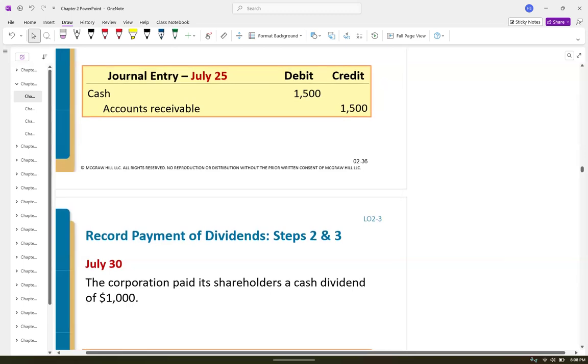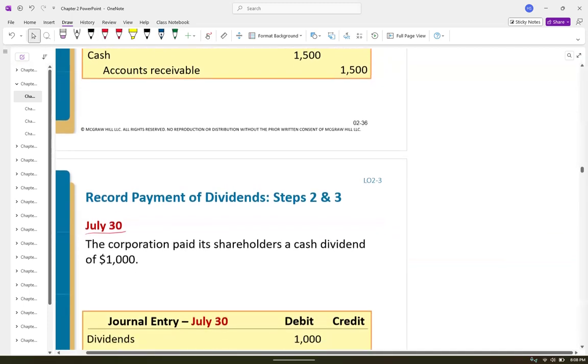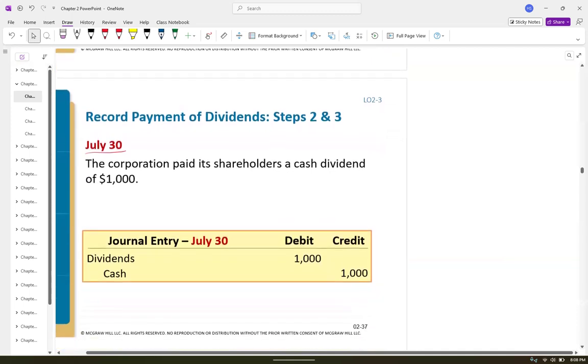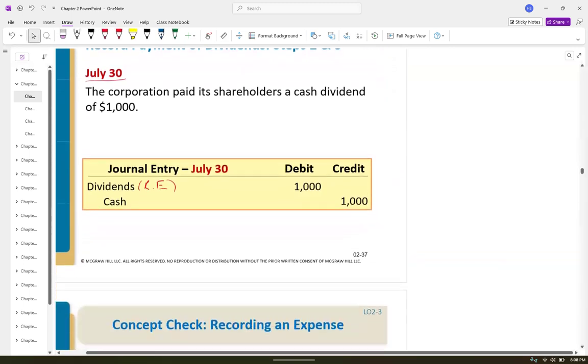Then we're going to record dividends. We're getting close to the end of this one, y'all. So we're going to record payment of dividends. It said the corporation paid its shareholders a cash dividend of $1,000. They're using a temporary account, dividends, that's ultimately going to be closed to retained earnings. So debit dividends for 1,000 and credit cash for 1,000.